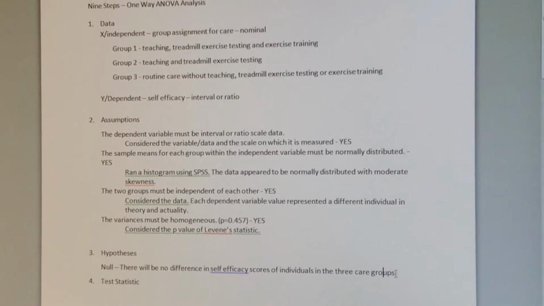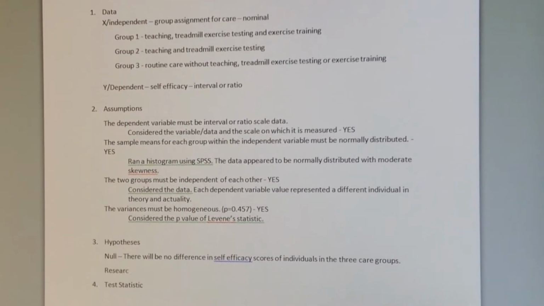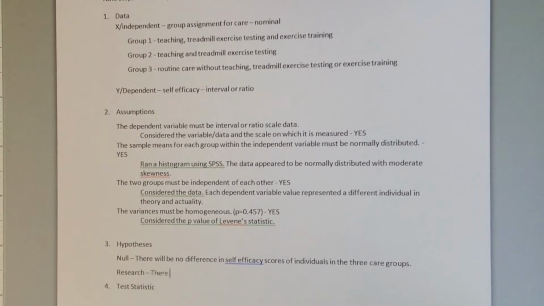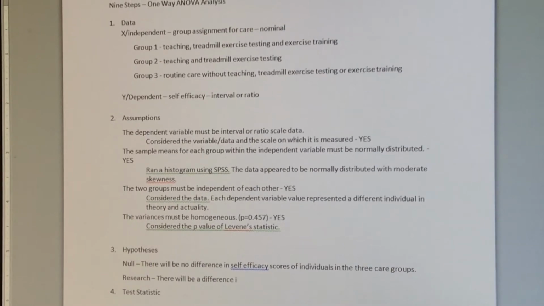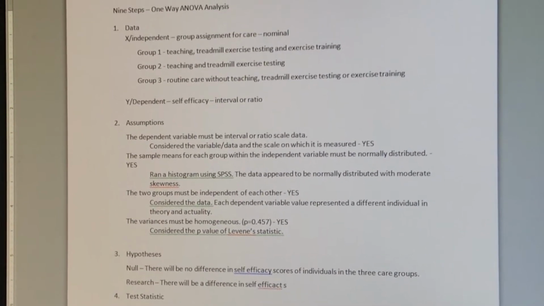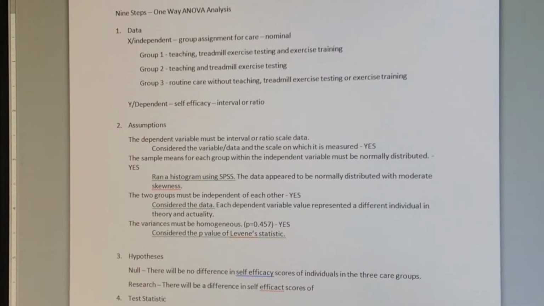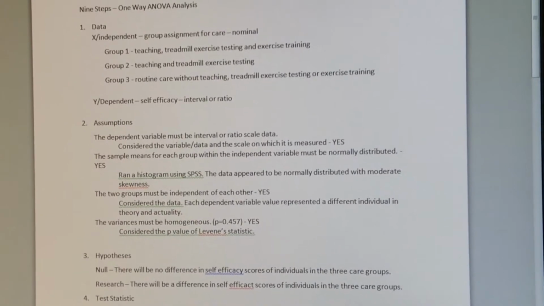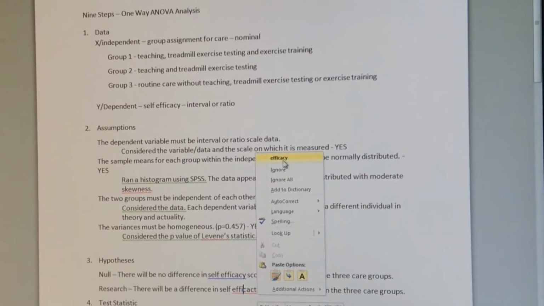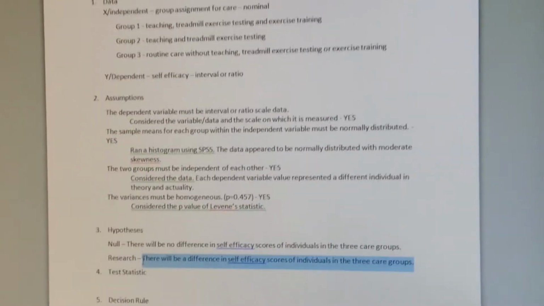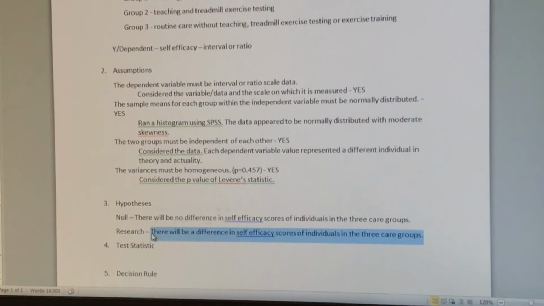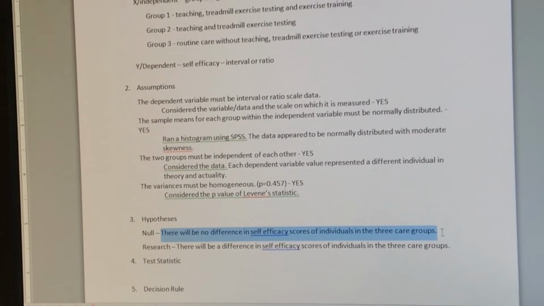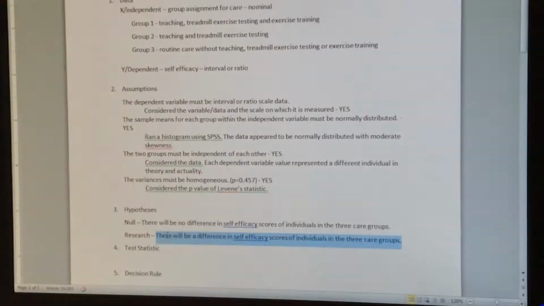Then our research hypothesis, or our alternative hypothesis, or what we want to really find out, is there will be a difference in self-efficacy scores of individuals in the 3 care groups. Let me fix my self-efficacy here. Because who would want to do a study and find out that they're not different? So we really want to know, we want to make sure they are different, but we have to test that they're not statistically in order to find out that, okay, then we think they are.